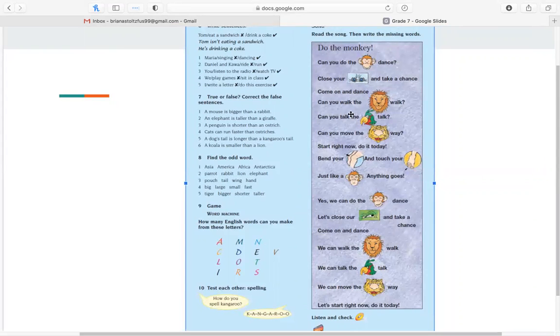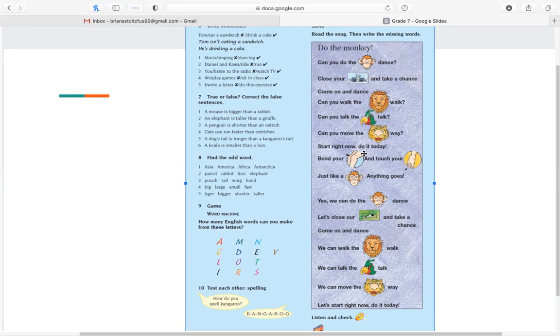This is a lion. Can you walk the lion walk? Can you talk the talk? What is this? This is a parrot. Can you talk the parrot talk? Can you move the way? What animal is this? This is a tiger. Start right now, do it today.